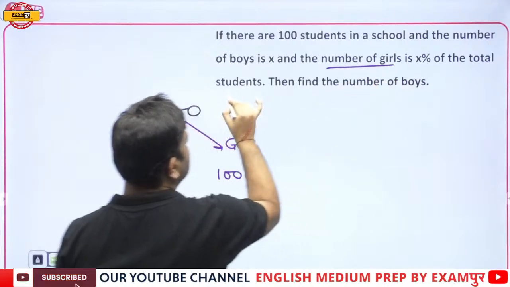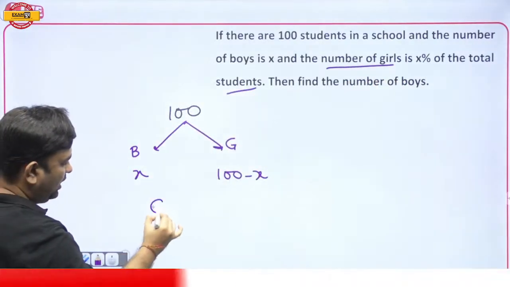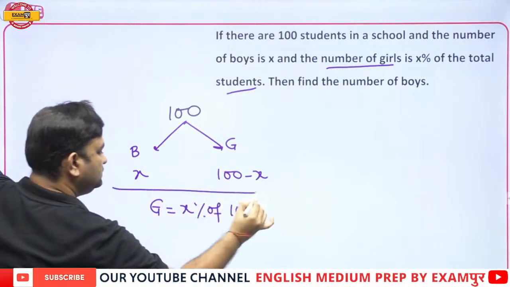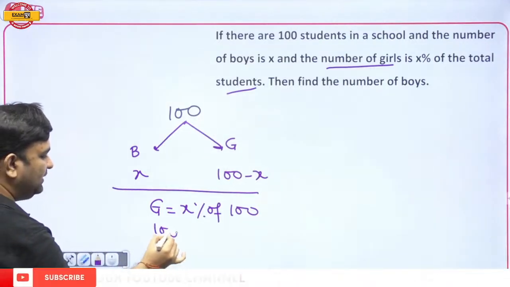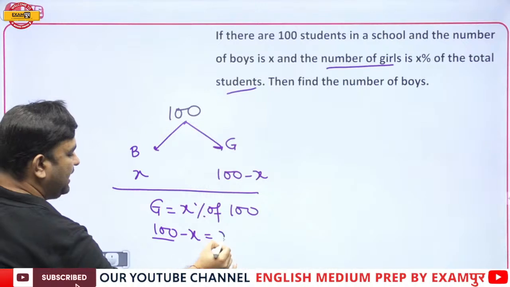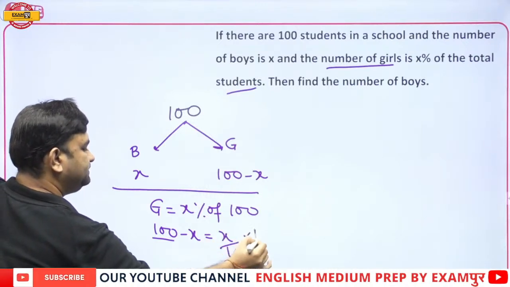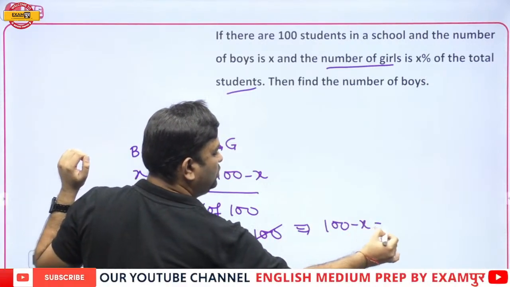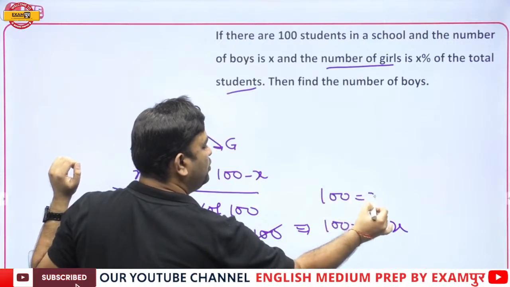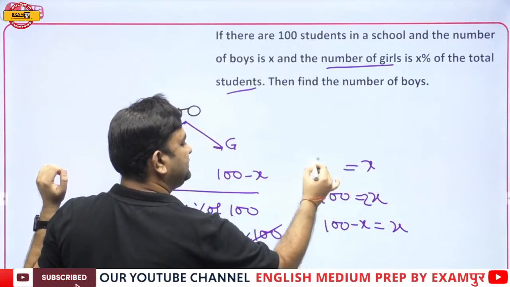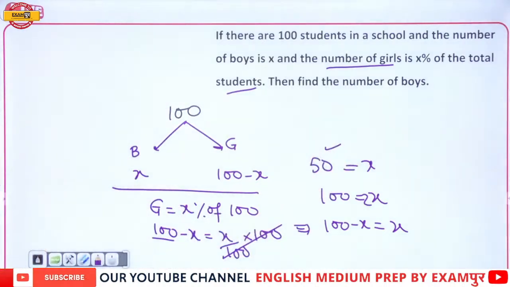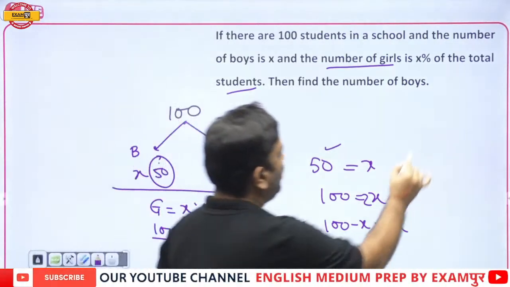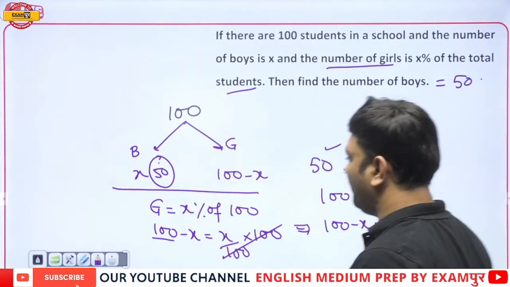The number of girls is X% of the total. Total is 100. And girls are 100 minus X, which is X% of total. So 100 minus X is equal to X. 100 is equal to 2X. So X is 50. So the number of boys is 50.